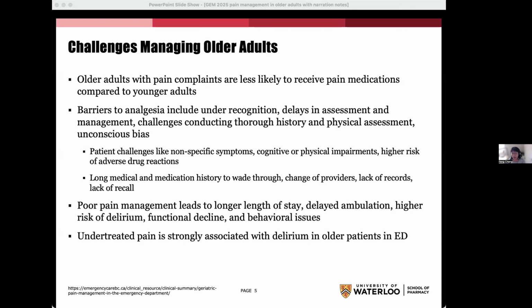One thing that would be important here is to think about it: uncontrolled pain is actually strongly associated with delirium and behavioral issues, such as agitation, aggression, wandering, and refusal of care, which can all be very important in the ED. There's a recent study that actually showed untreated pain is more strongly associated with delirium than opioids.